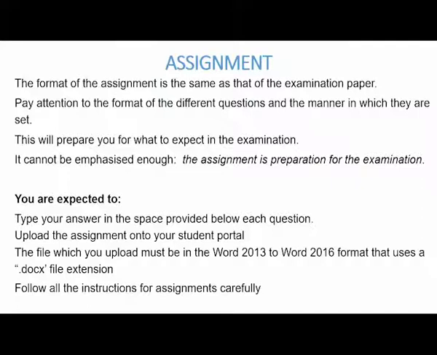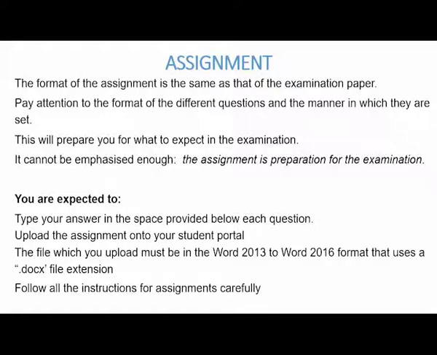We move on to the next part of the assignment. The format of the assignment is the same as that of the examination paper. So when you do your assignment, you actually get a glimpse of your examination paper. You need to pay attention to the format of the different questions and the manner in which they are set. It's very important. If you do this, it will prepare you for what to expect in the examination.